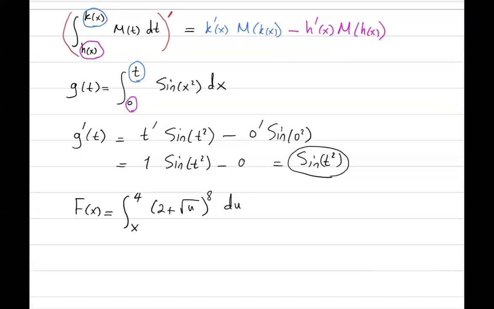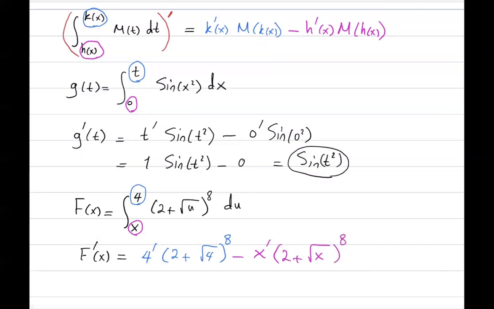To find the derivative, f prime of x, is the same process. You take the upper bound, find the derivative, do the substitution, and then you take the lower bound, which is x, take the derivative of the lower bound, do the substitution, square root of x to the power 8. Basically, the derivative of the upper bound is just 0, so the first quantity becomes 0.